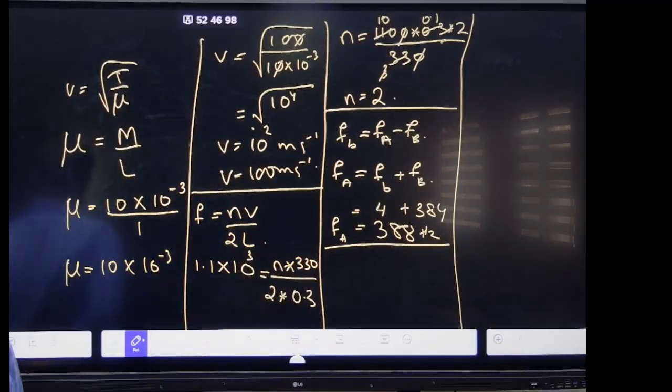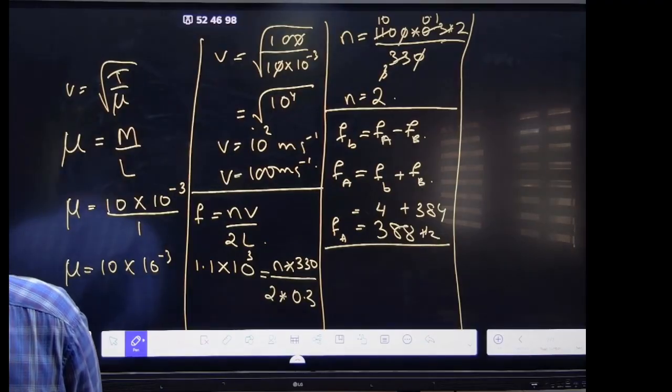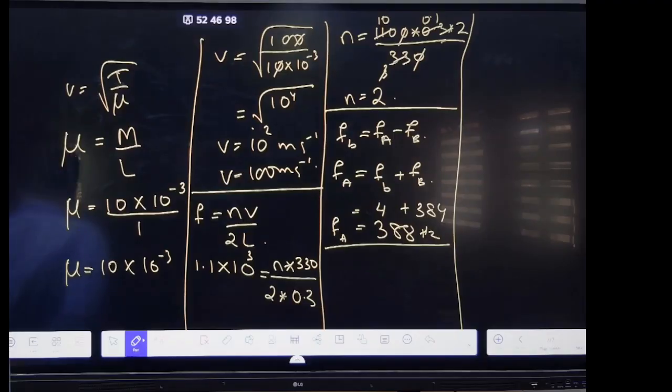Correct? Very good. Any doubts in that? Sure of it? 100%, 200%, 500%? Lock it. Okay, take it down as it is.